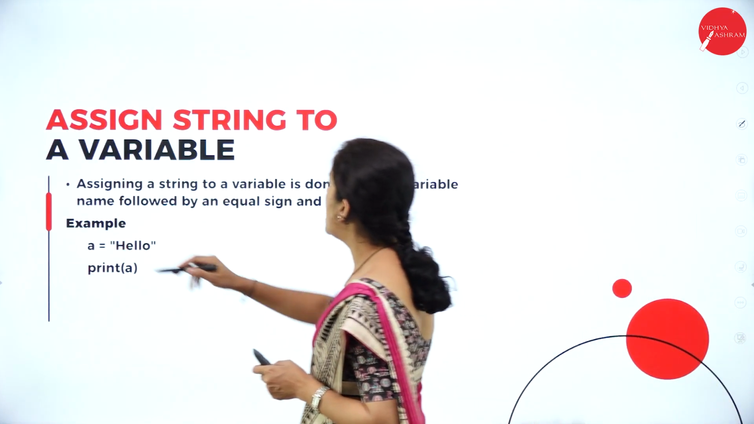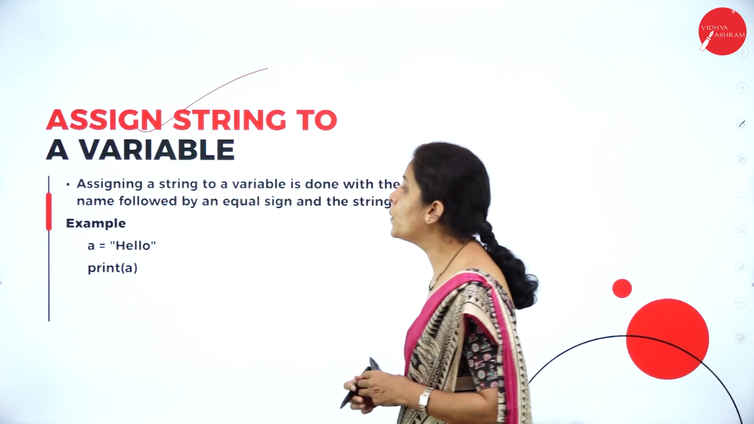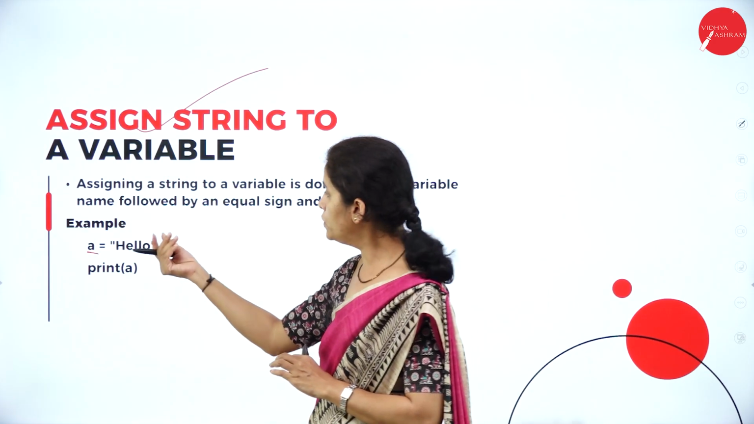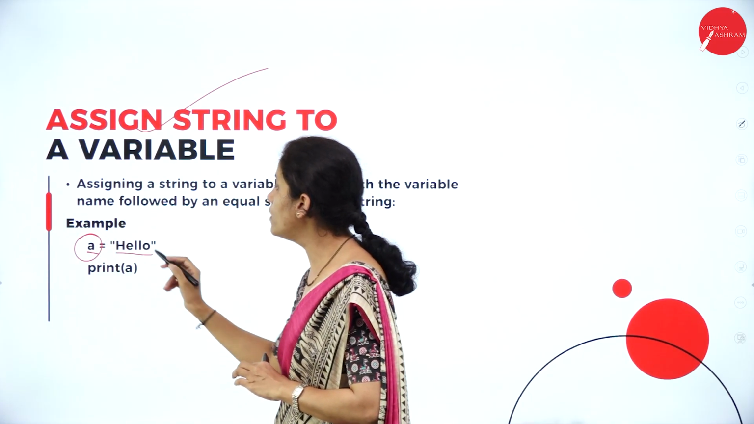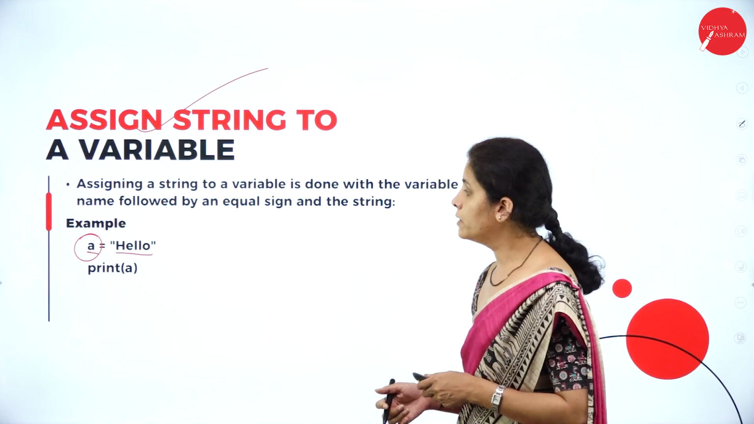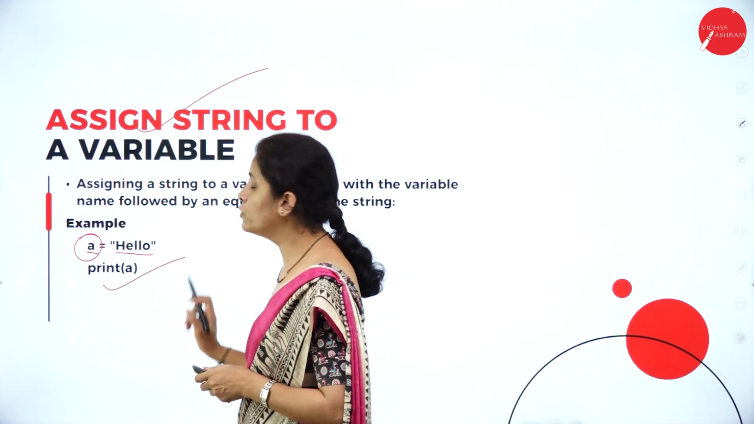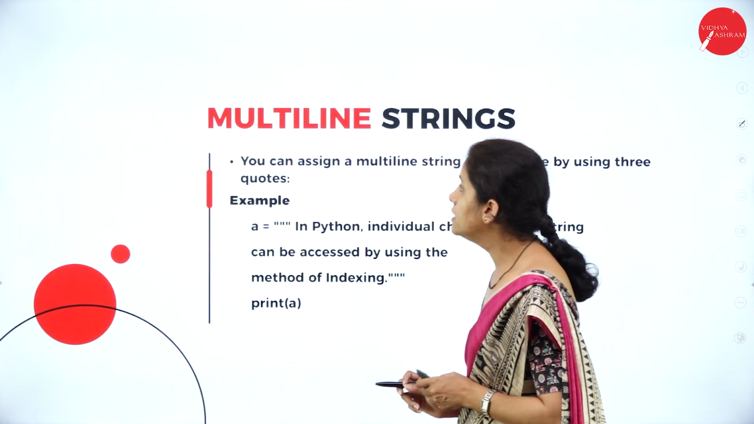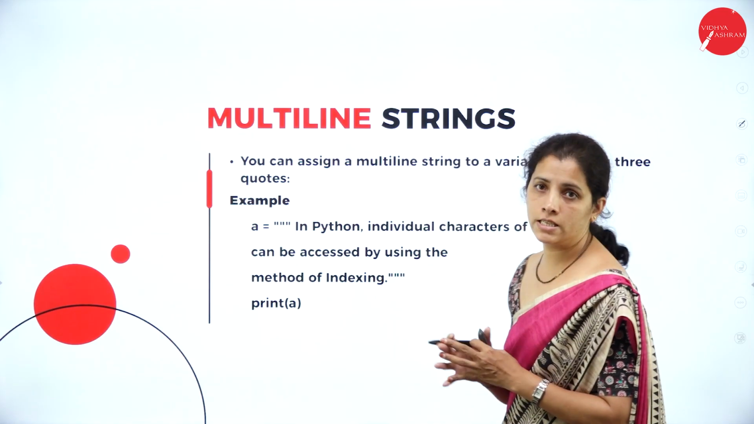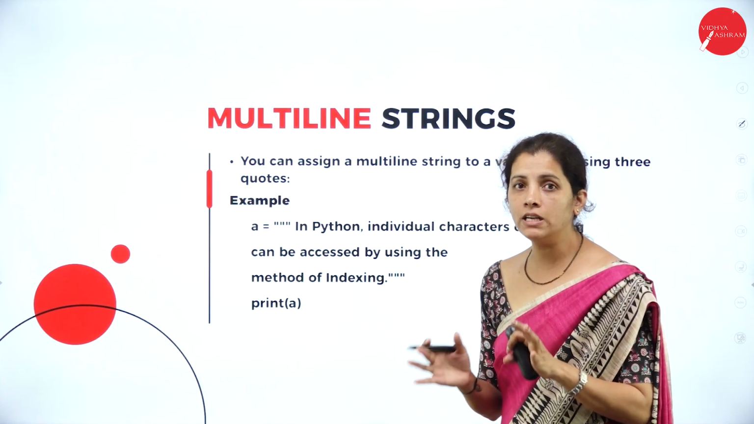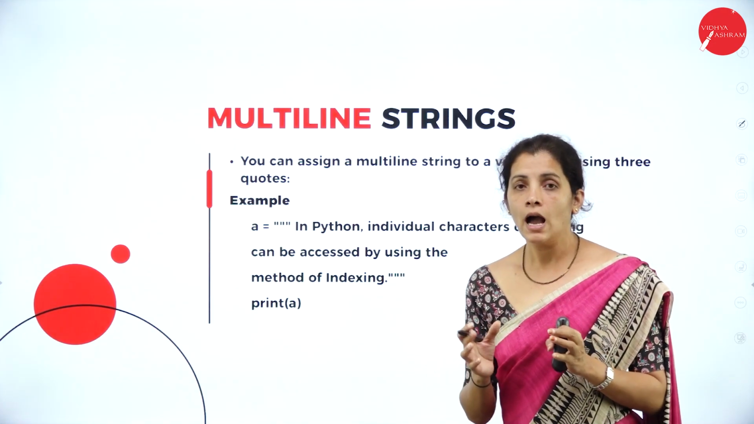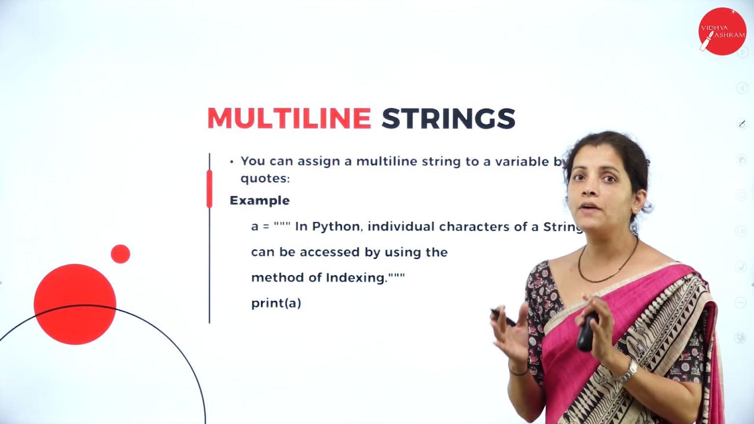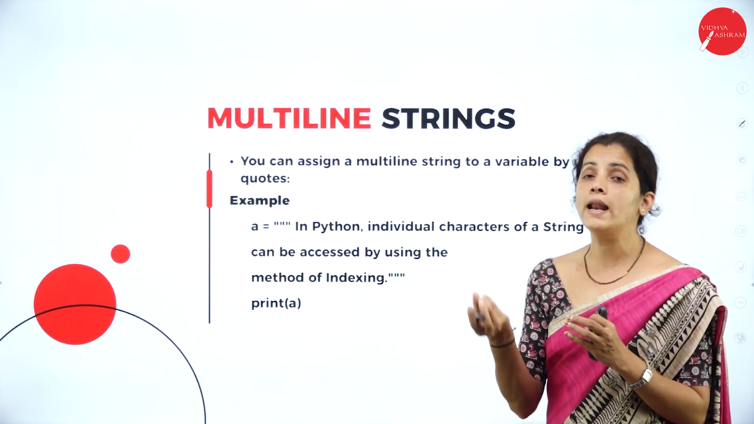See here, assigning string to variable. I'm going to take A. Now it's of type string and I'm going to assign the value hello. And at the same time, I'm going to print the value hello. Now see here, multi-line string. Till now, we have discussed only one line. There are certain times I have a paragraph. Paragraph in the sense what? More than one line.